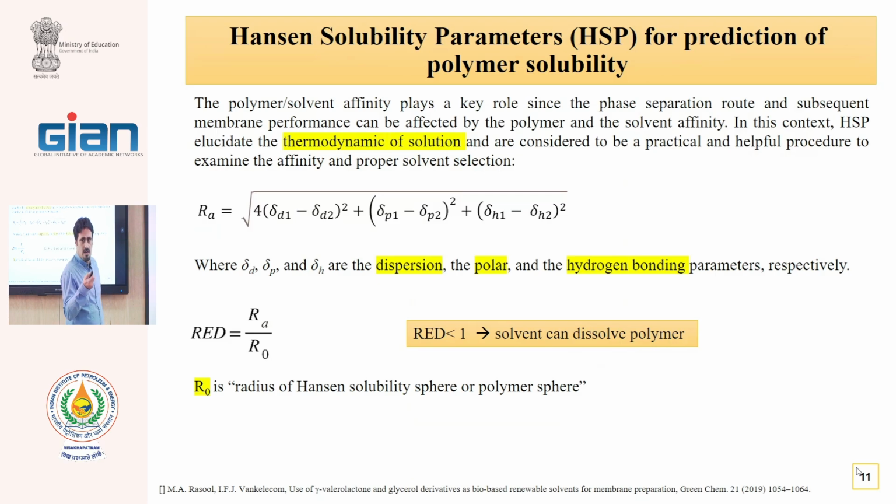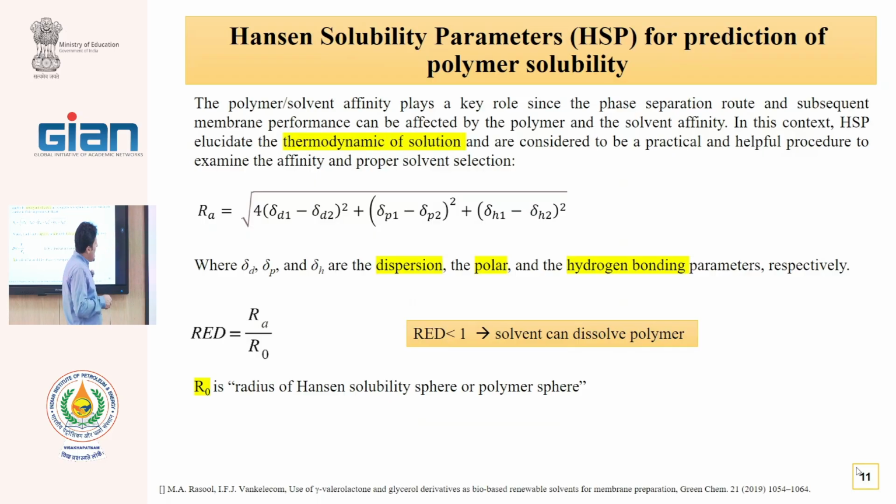Of the solvent for dissolving. One is the solvent solubility, dispersion, solubility parameter of the solvent and the polymer. Therefore, we have different properties of the solvent and polymer. We calculate this RA and obtain a number, an amount, okay?